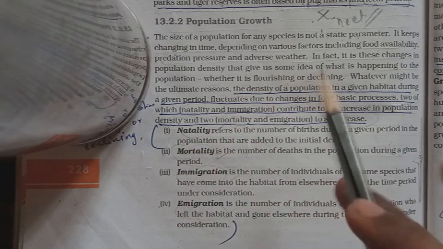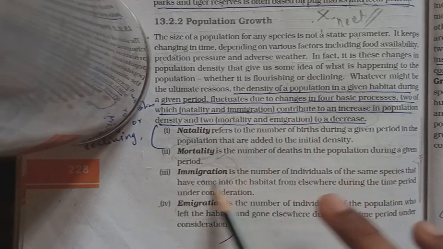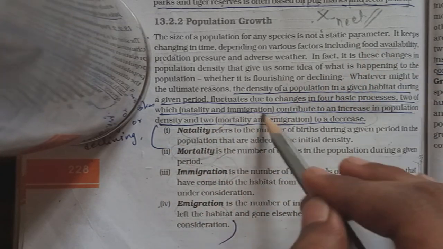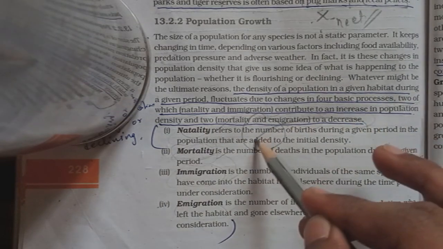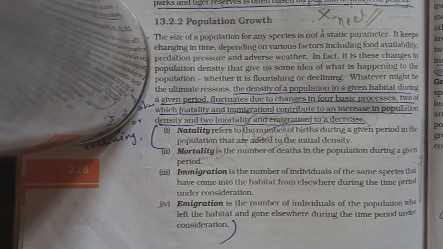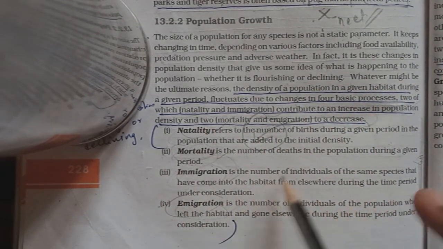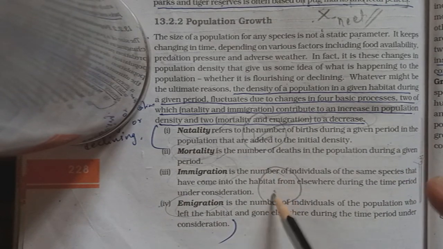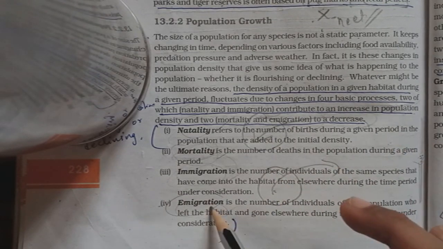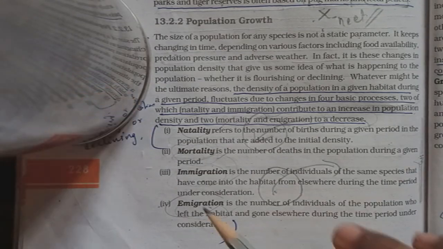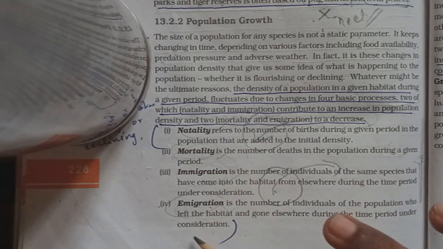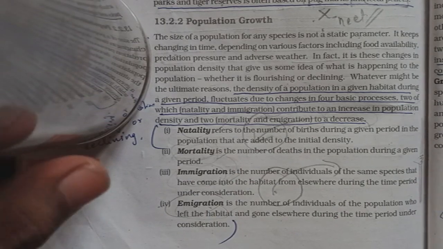Natality means birth rate, mortality means death rate. Immigration means if a population is there and some individuals come into this population, that is said to be immigration. Emigration means if a population is there and some individuals go out of the population, that is said to be emigration. These are the differences in the pronunciation of the words.